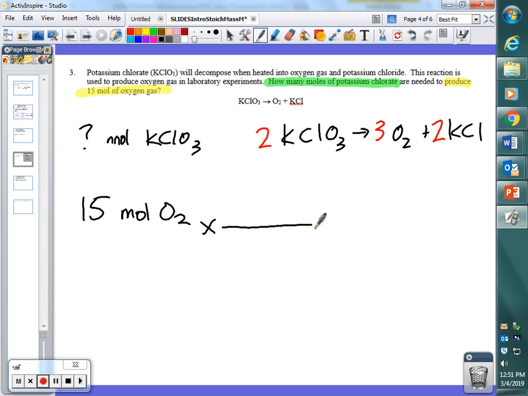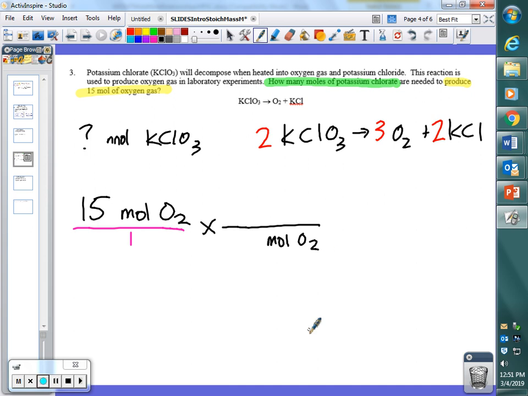Conversion factor, time sign fraction bar. Okay? If you want, you can put your original number over 1 just to make the math a little easier, right? But when we're setting up our conversion factor, we said we want to start with units. What unit has to go on the bottom of this conversion factor? Moles of oxygen, moles of O2, right?